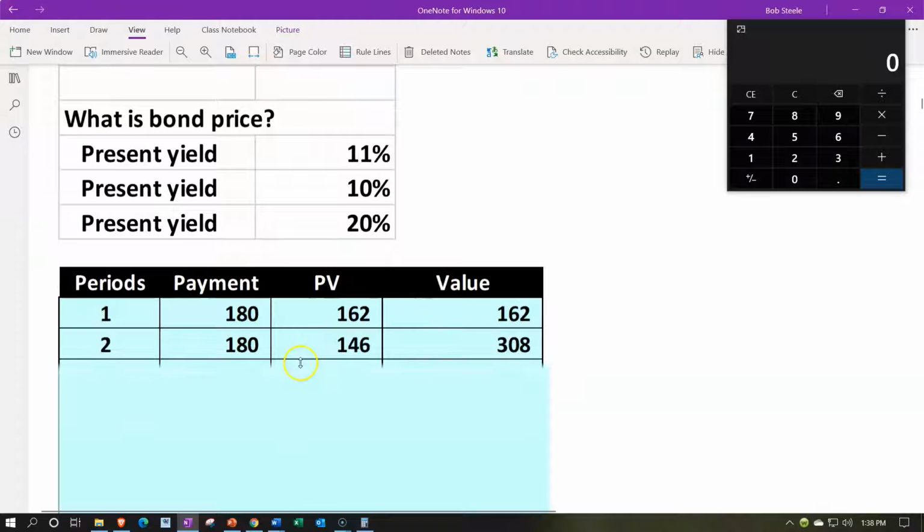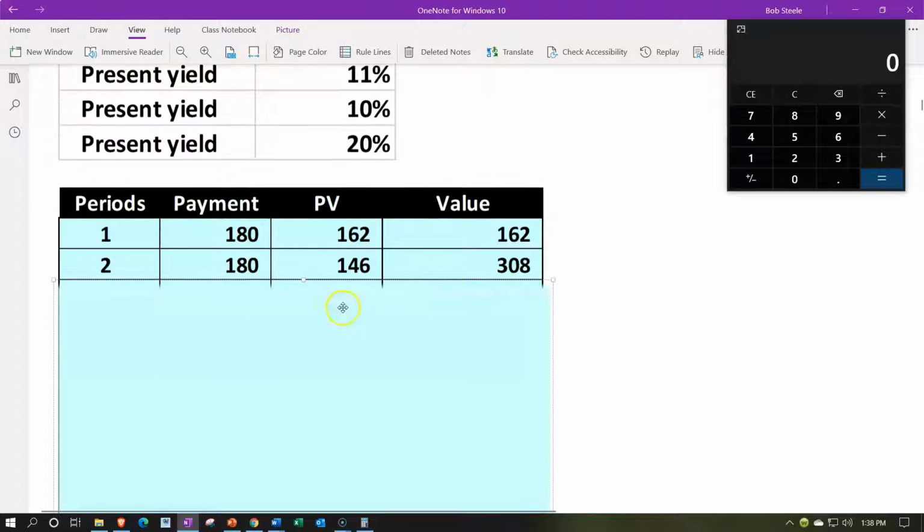If we did that for period 2, the second payment that we get, because it's an annuity, which means we get equal payments, 180. If I present value that back to period 0, that would be 146. And then if I add that 146 to the prior present valued amount for period 1, 162, we get the 308. Continuing this process, period 3, we get paid another 180, another payment on the annuity.